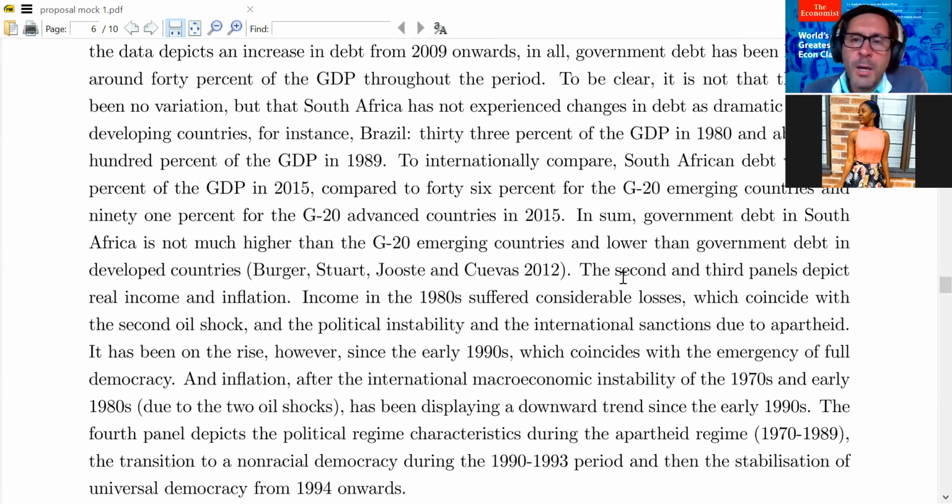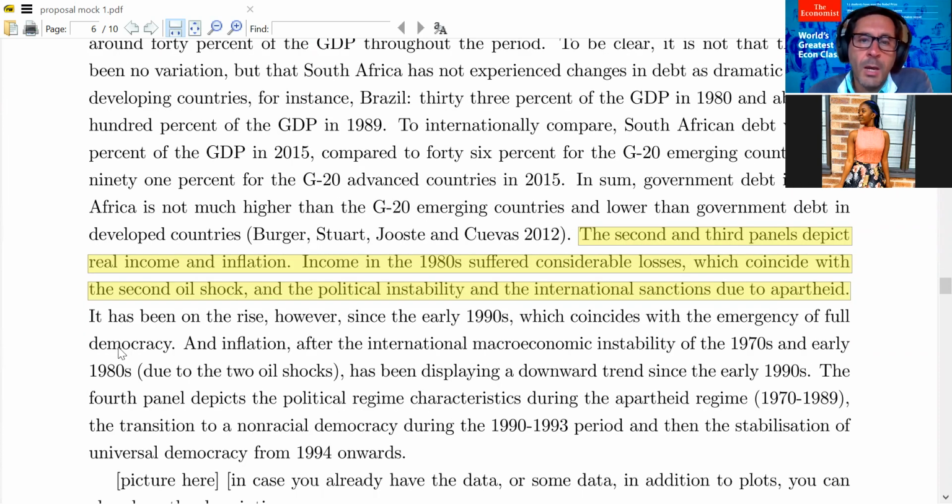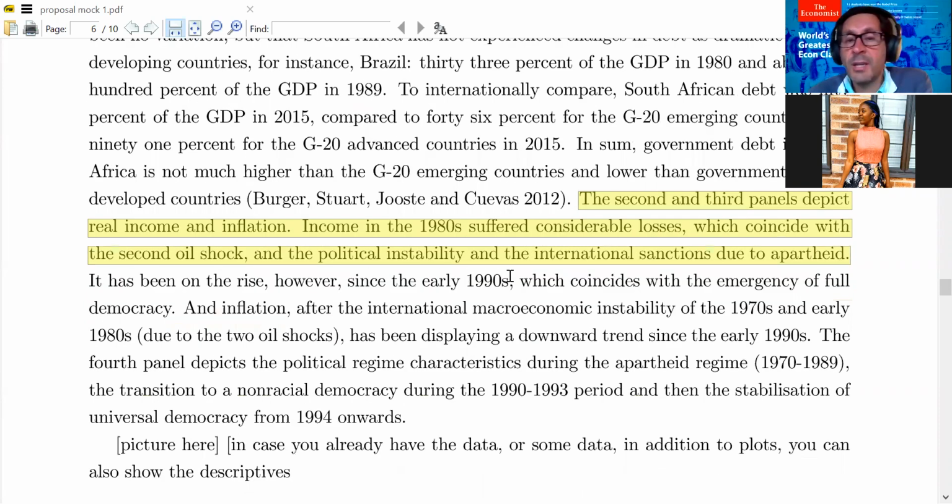The second and third panels depict real income and inflation, and now I'm going to describe what is in the plot. Income in the 1980s suffered considerable losses, which coincide with the second oil shock, the political instability, and the international sanctions due to apartheid. No political statements. It just coincides with particular events that took place back in the 1980s. It has been on the rise, however, since the early 1990s, which coincides with the emergence of full democracy. It's just that it coincides.